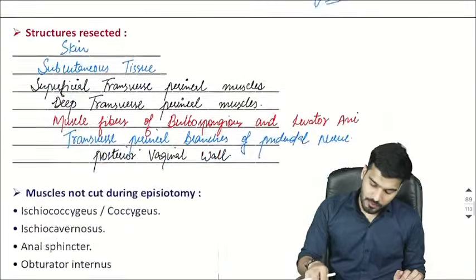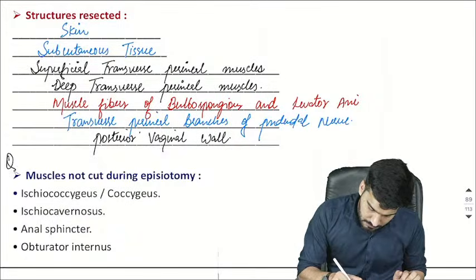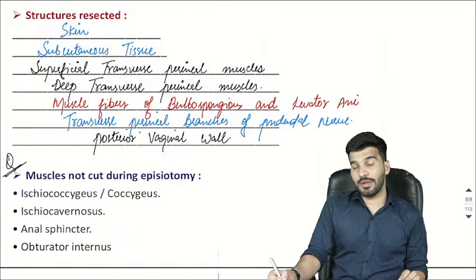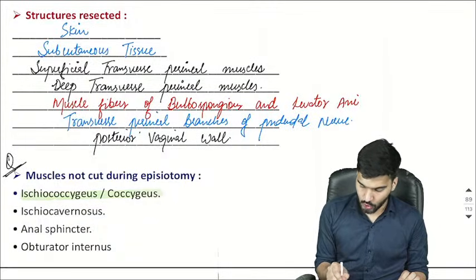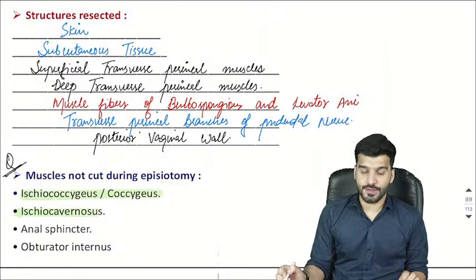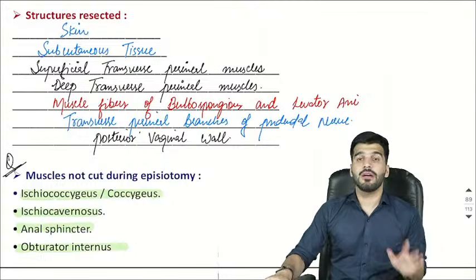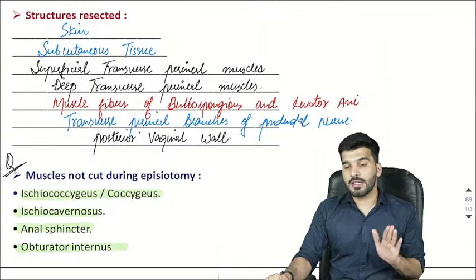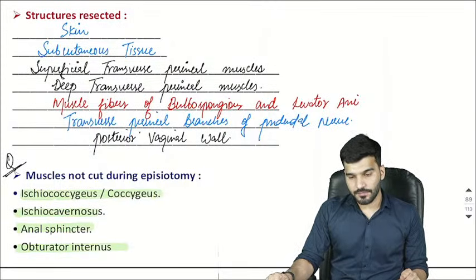Now, remember the structures restricted, and the question can also be asked: which muscles are not cut during the episiotomy? What you will not cut during the episiotomy is the ischiococcygeus or coccygeus. We also have ischiocavernosus, anal sphincter, and obturator internus. Remember, these muscles are not cut during the episiotomy. Clear to everybody? Yes. So that's all about it.